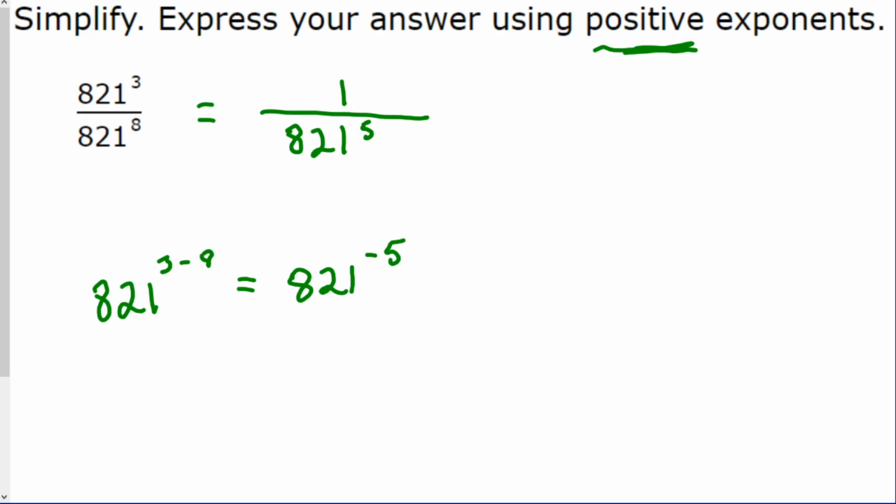And then if you have a negative exponent, you're going to move it across the division bar, either up or down, whichever way you need to go to make it positive. So again, we had 821 times itself 3 times on the top, 8 times on the bottom, and 3 of those would cancel out. And we're left with 5 on the bottom. So subtract the exponents.